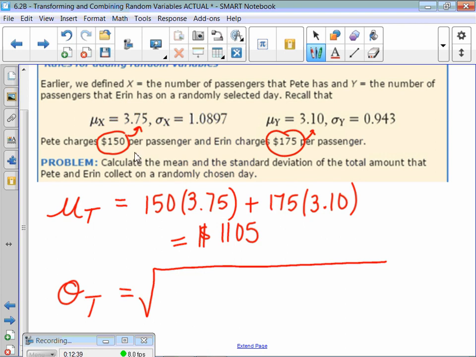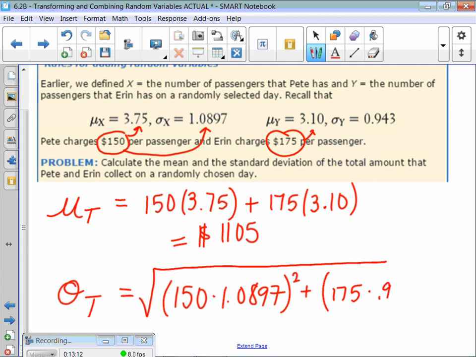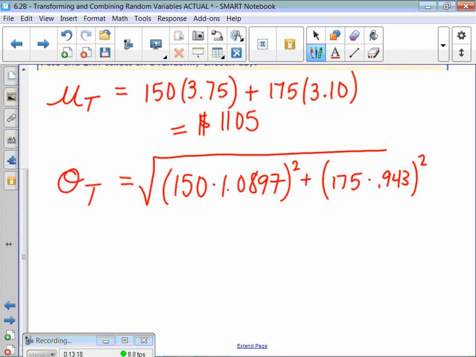So do I multiply, you guys, this 150 times the standard deviation? Yes. We do not add or subtract, right? We only multiply. So we're still finding an average distance in the amount of money, which means you do multiply by 150 to get that standard deviation. So in parentheses, I have 150 times 1.0897, and I have to square this whole thing, plus the same thing here, 175 times 0.943 squared.